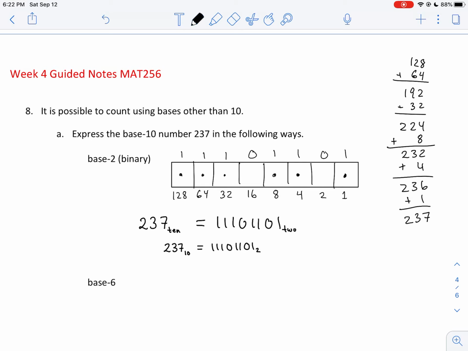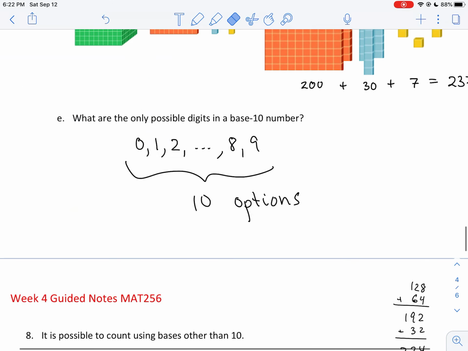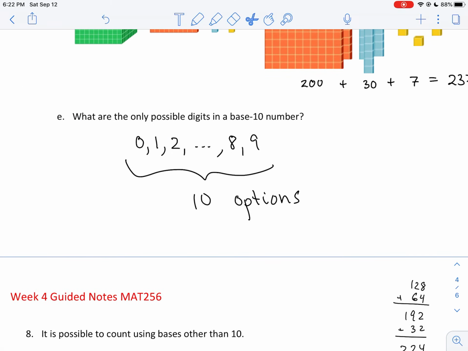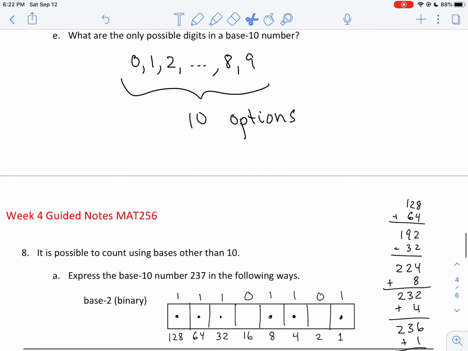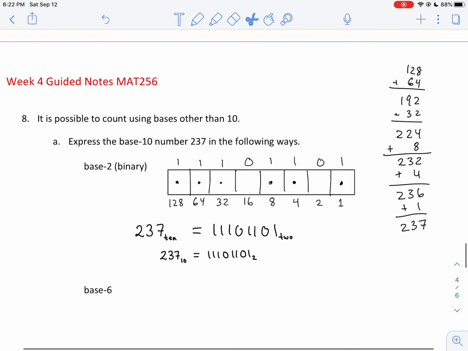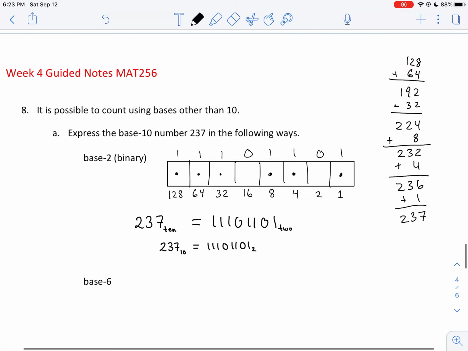Let's see, what else can I say? Oh yeah, when you're in binary, when you're in base 2, all your digits should be 0s or 1s. Right? There should be 2 options for every digit when you're in base 2, just like there were 10 options when you're in base 10. This is a consistent pattern. The number of options per digit is equal to the base that you're counting in.